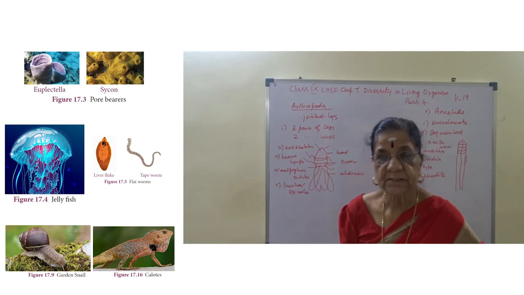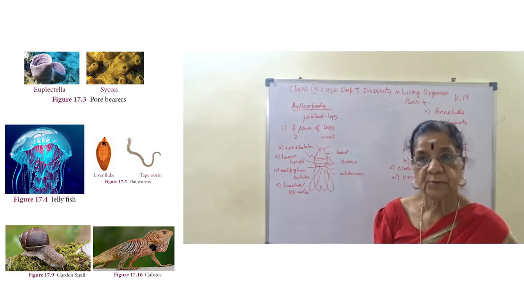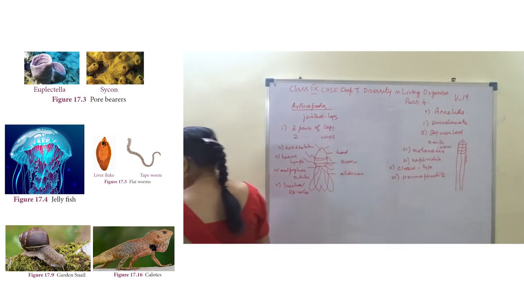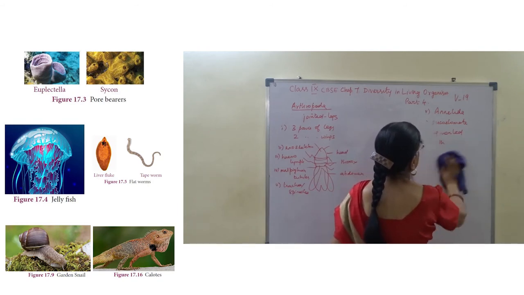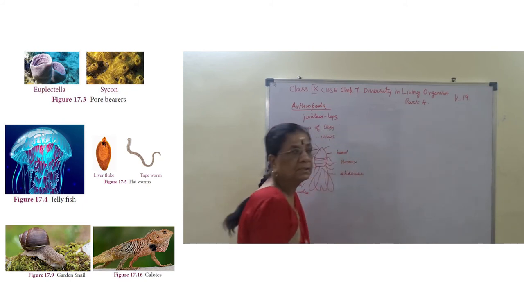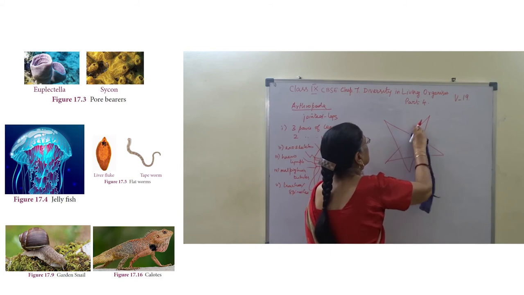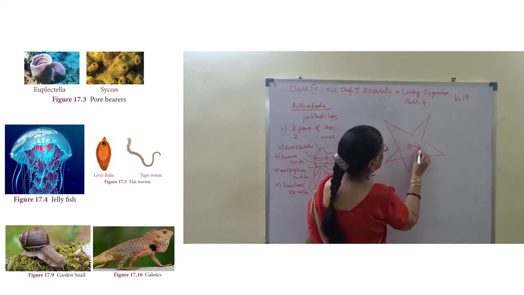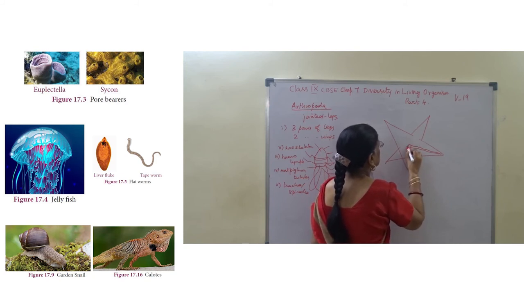Then echinodermata, the spiny skinned invertebrates. Right? They are exclusively free living marine forms and they are triploblastic with a true coelom, and they have a special water vascular system, carried out by a structure called tube feet. Example, starfish. In starfish there is a dorsal side and a ventral side, and on the ventral side we find structures like this. These are the tube feet.